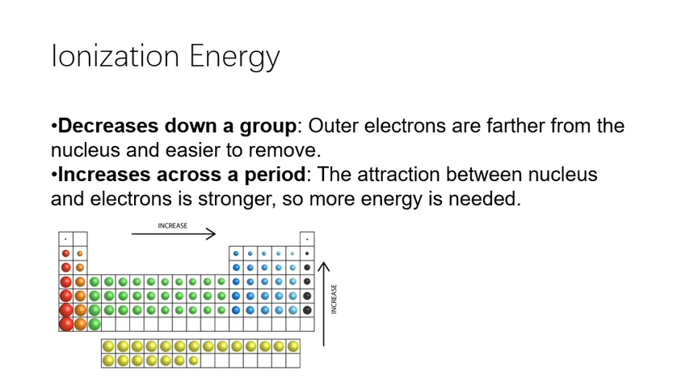And here's a visualization for ionization energy. So basically, it decreases down a group because outer electrons are farther from the nucleus, and it becomes easier to remove. And it increases across a period because the attraction between the nucleus and electrons is stronger, and therefore more energy is needed.